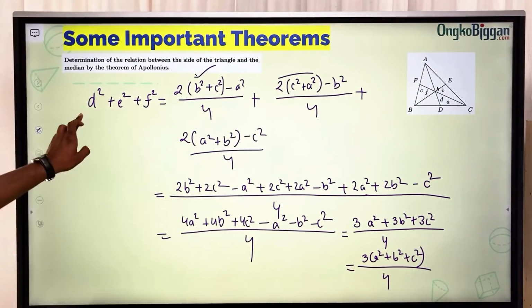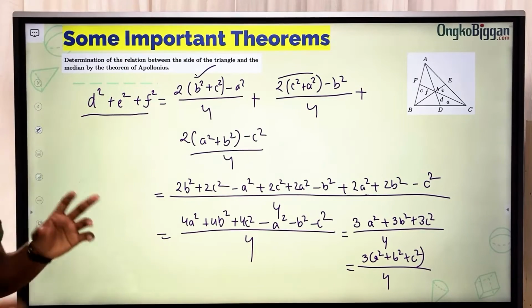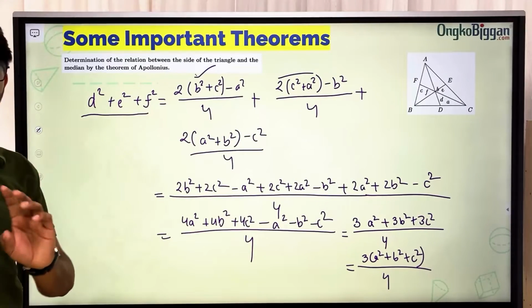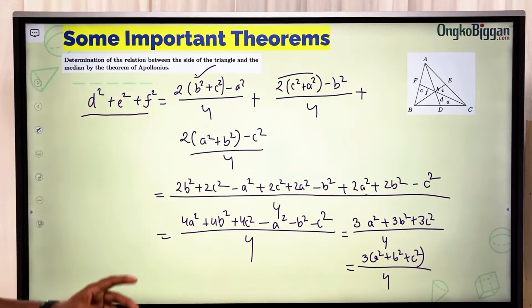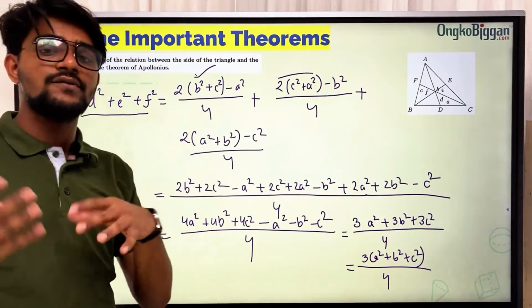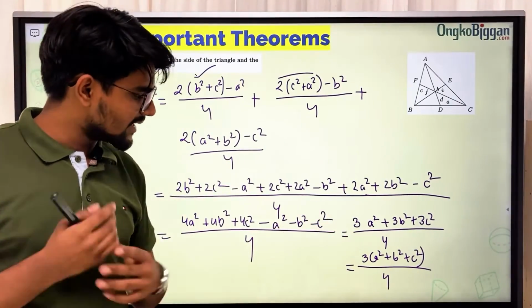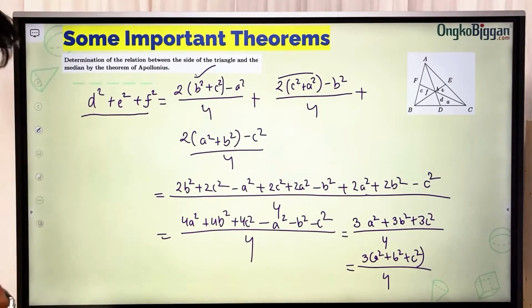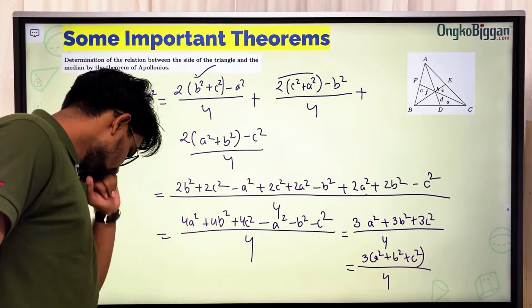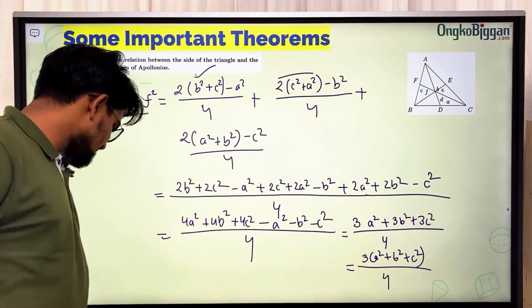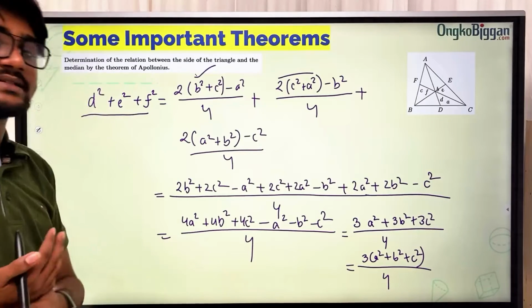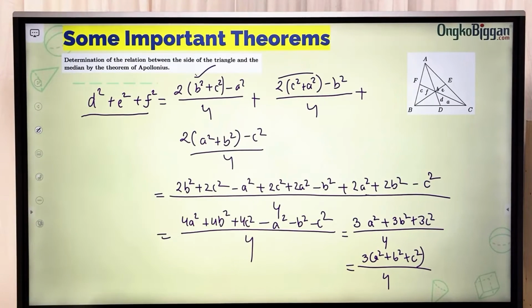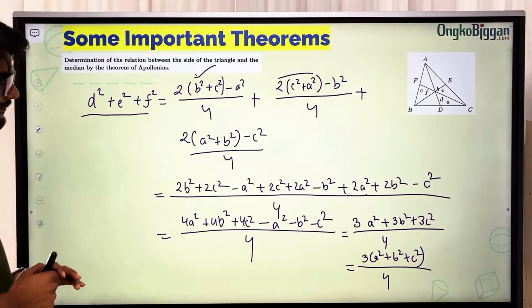So I got that the summation of squares of medians is equal to 3 by 4 of the summation of squares on the lengths of the sides. And you can use it in various maths, especially I guess in the seventh math of the exercise you might need to use it. And this is one part.